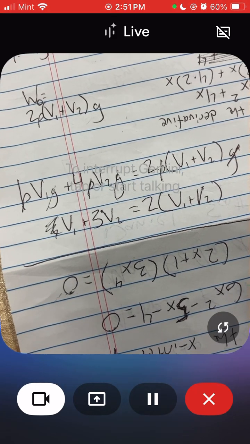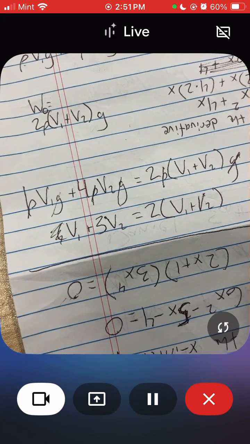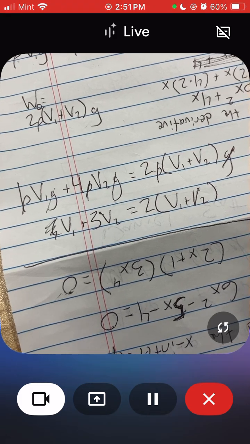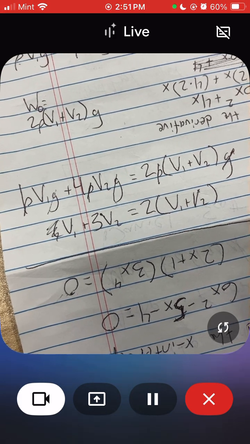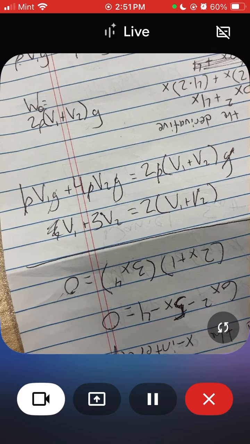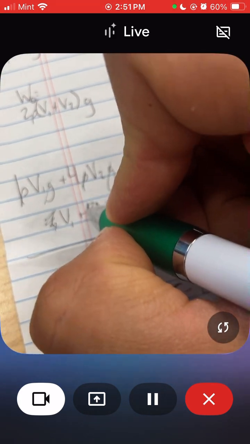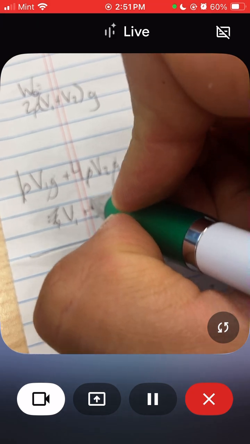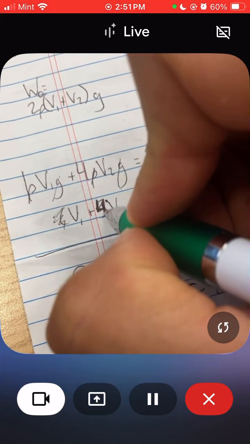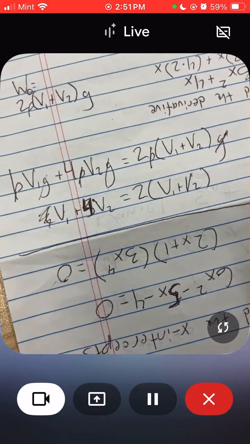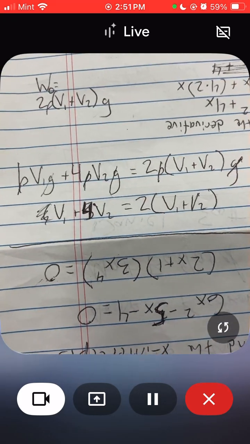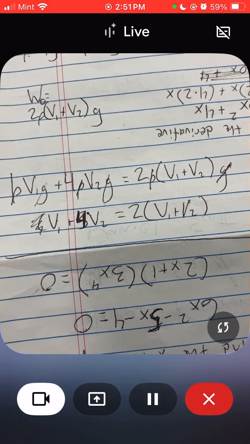You're on the right track. Just a small correction. When you divide 4 rho V2 g by rho g, you should have 4 V2 left, not 3 V2. So the equation should be V1 plus 4 V2 equals 2 V1 plus 2 V2. Right, I literally made that mistake. And I'm not dealing with exponents here. Wow, you did really well keeping track of that. That was an honest mistake on my part.